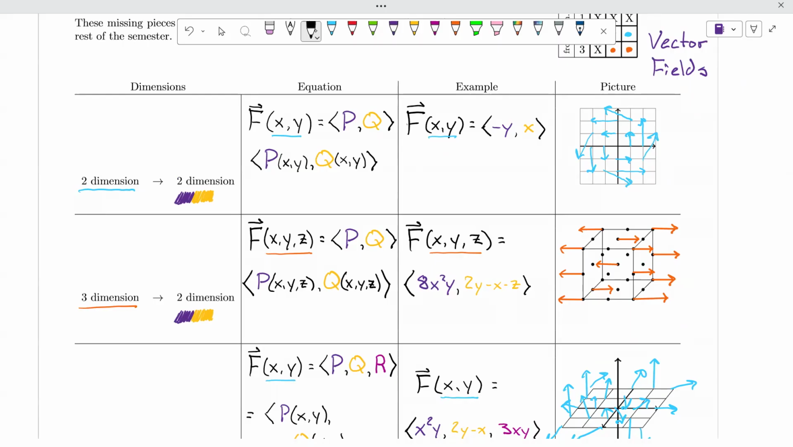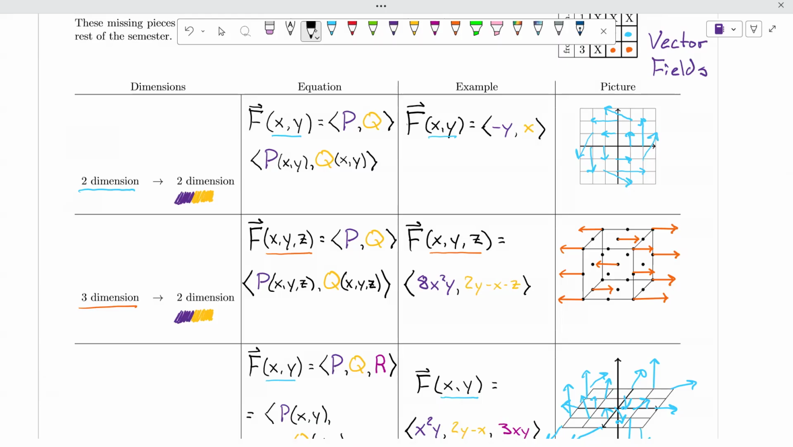So up here, an example of a 2 to 2 vector function, so two input variables to a two-dimensional vector, was the example we looked at right at the beginning. That field, negative y, x, is a 2 to 2 vector field. It's a two-dimensional vector field that takes x and y as its inputs and outputs a two-dimensional vector.